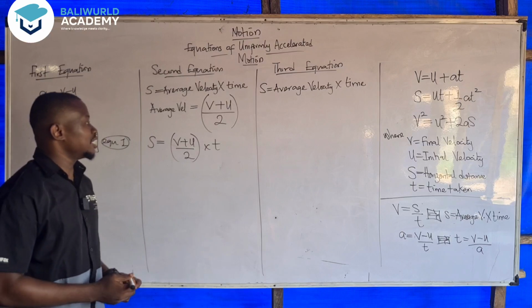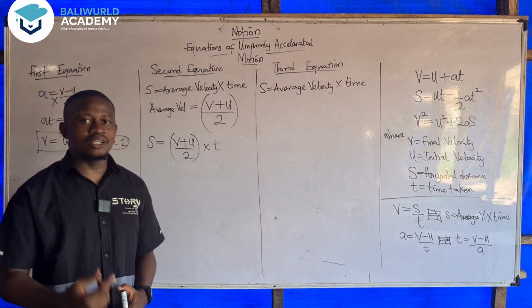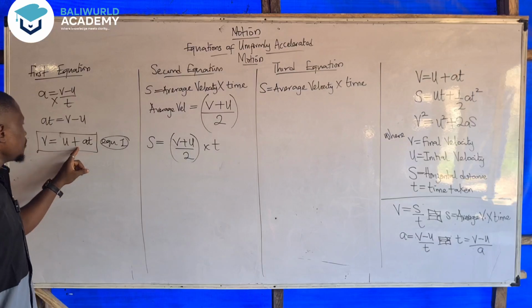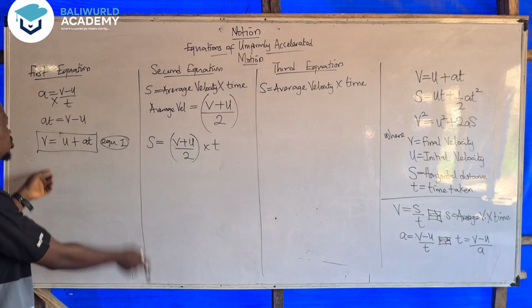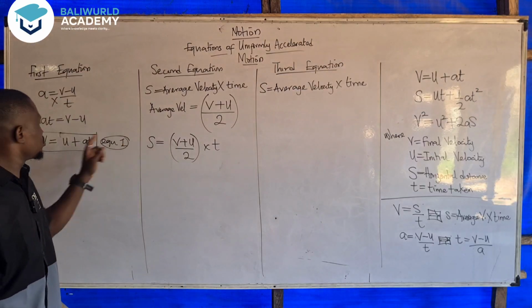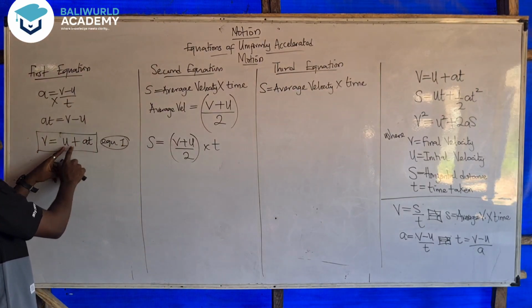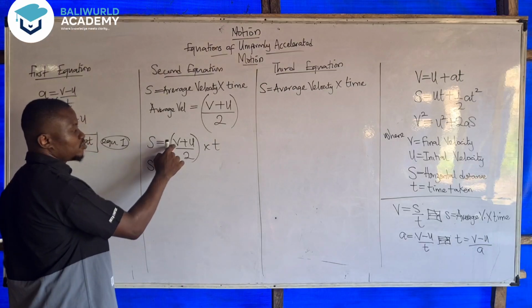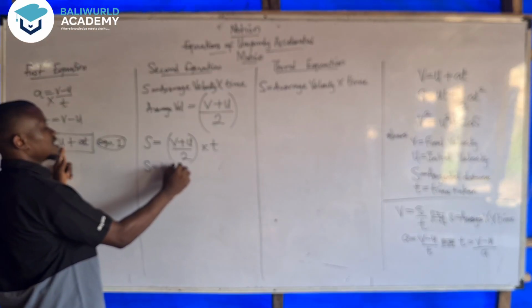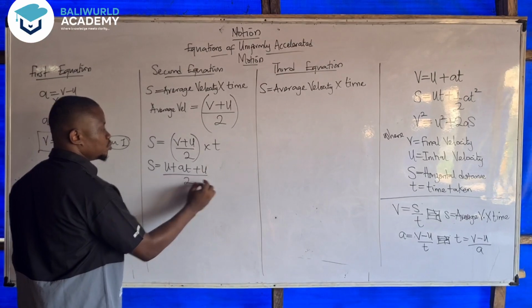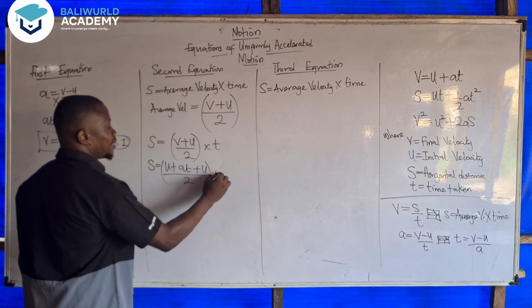Now what we are going to do next is to go back to equation 1 and recall that the value for V is U plus AT. So I'm going to introduce equation 1 into this equation. Anywhere I see V in this equation, I change it to U plus AT. So it's going to become S equal to, V changes to U plus AT, plus U, divided by 2, all multiplied by time.